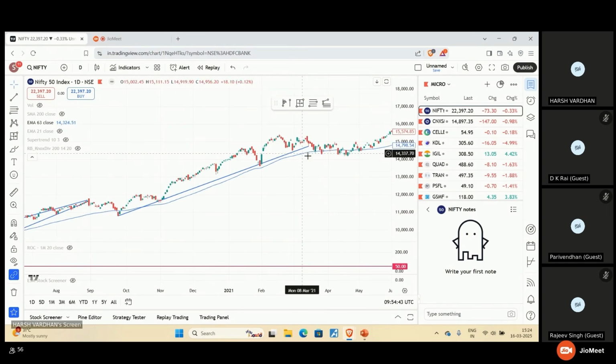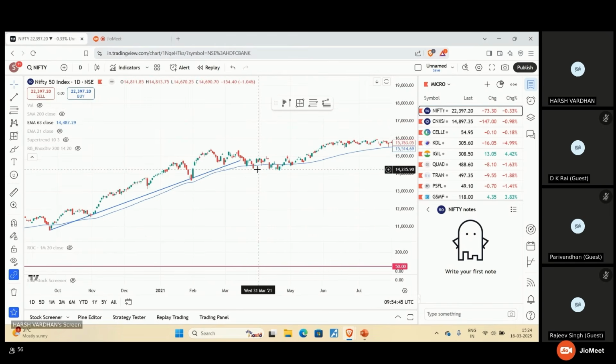For example, here also you can see higher highs, higher lows. So this was an uptrend. Then again, a sideways market. A sideways market is a range bound market where the market keeps on consolidating within a range. For example, here you can see between 15,000 levels and 14,000 levels. It kept on consolidating for 7-8 months. Then it gave a breakout. So this is called a breakout.